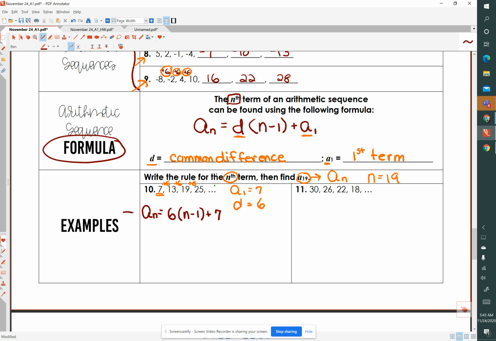Now, when you write these out, you always need to distribute. So let's go ahead and distribute the 6 over n minus 1, and then you'll need to combine like terms. So 6 times n is 6n. 6 times negative 1 is negative 6, plus 7. Now we need to combine like terms. Negative 6 plus 7 is 1. And this is the rule.